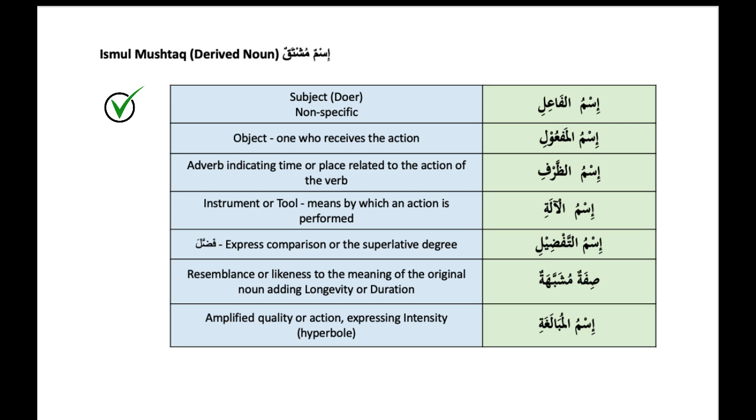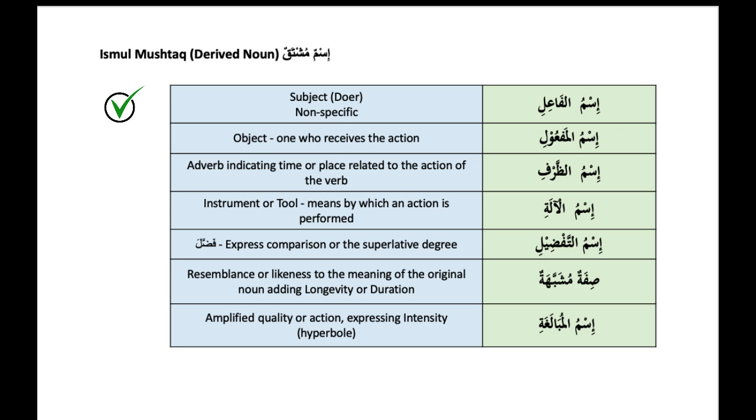For clarification, we need to know a little bit more about Ismul Fa'il. Ismul Fa'il is the doer. So if we say Nasara, its Ismul Fa'il is Nasirun. So Nasara, he helped. Ismul Fa'il is Nasirun, the one who helps, helper.